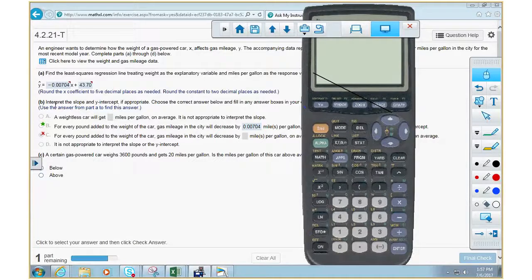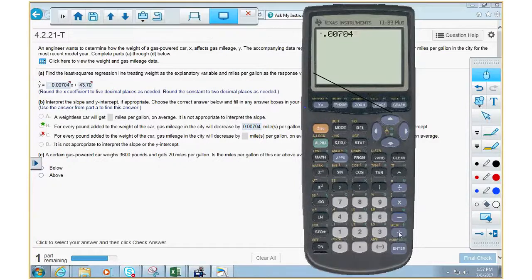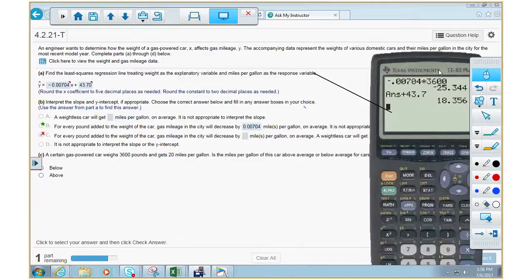So negative 0.00704 multiplied by 3,600 plus 43.7 gives 18.35. So if it got 20 miles per gallon, it would be above the average.